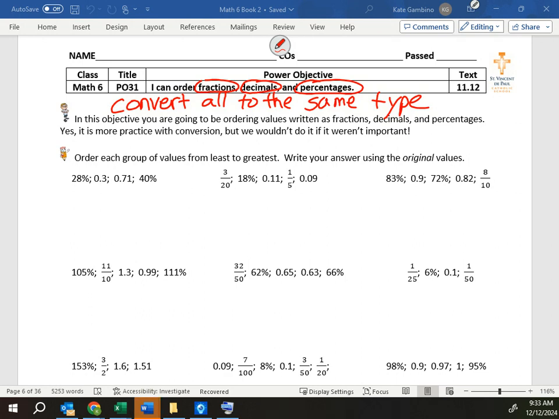The big key thing is to remember to convert all to the same type. There's no guessing, like, well, I think this fraction is bigger than this percent. No, convert them all. Make sure 100% that you know which order they go in. So convert them all to the same type. All fractions, all decimals, all percents.